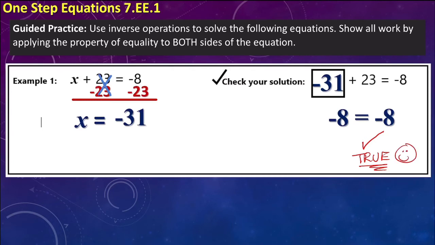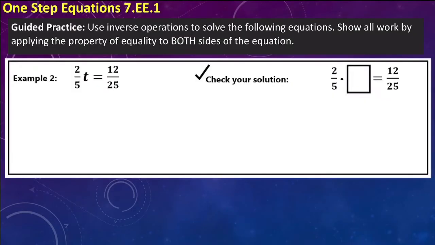I am 100% confident that I am getting these correct because I checked my answer and everything seems like it's a-okay. Now this next example right here, we've got a fraction next to a letter. Now when there's a fraction next to a letter, that's presenting itself as multiplication. This is 2/5 times t. Well, what's the opposite of multiplication? Well, the opposite of multiplication is division, right?